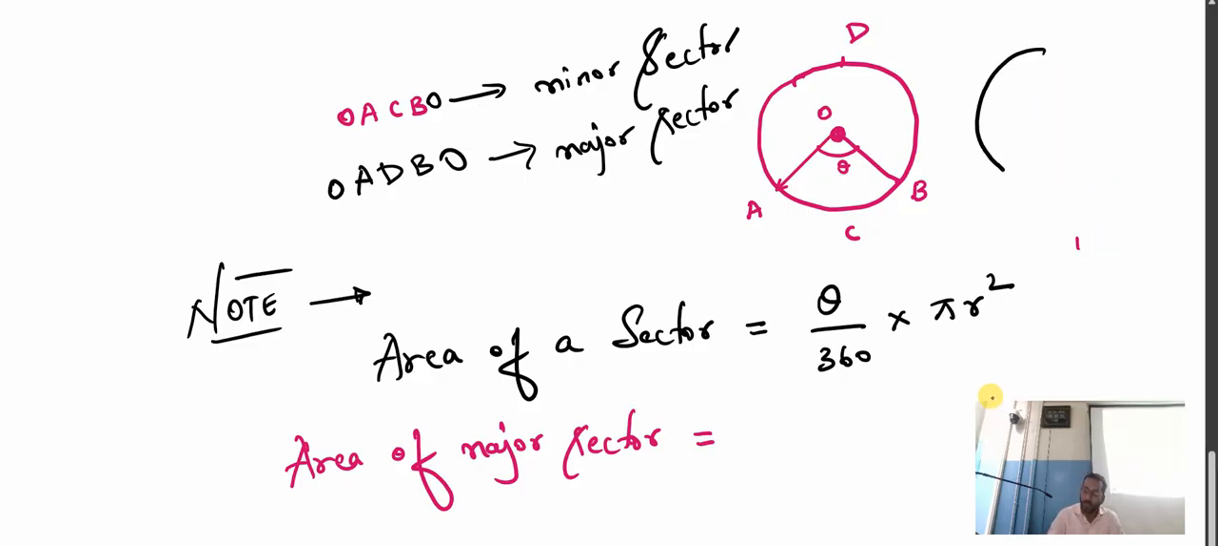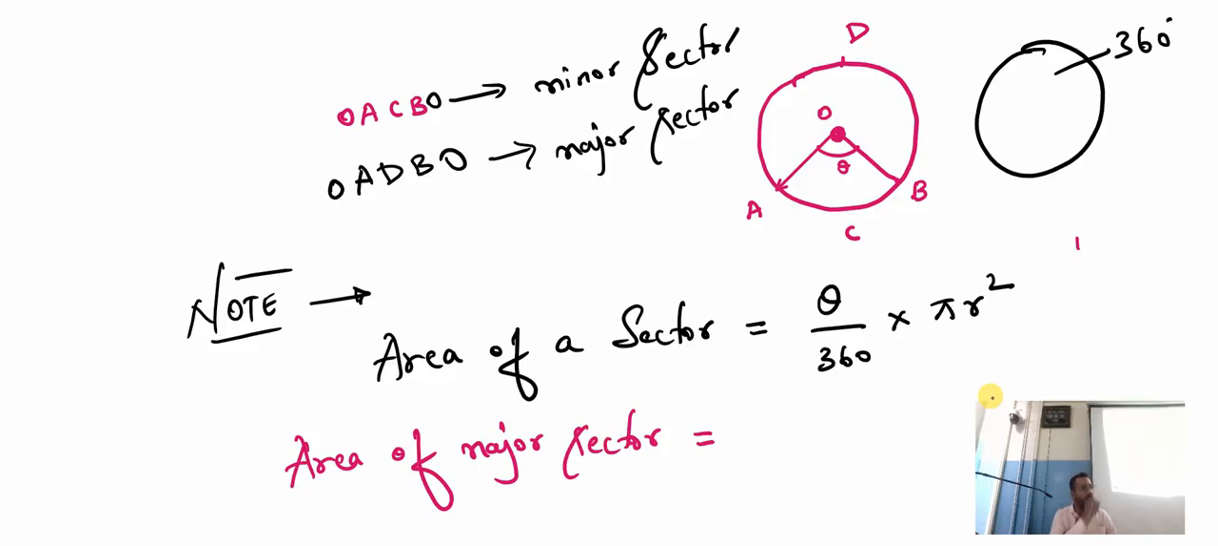This complete box is 360 degrees. From this complete 360 degrees, remove the area of the minor sector. Then the left out is the major sector.